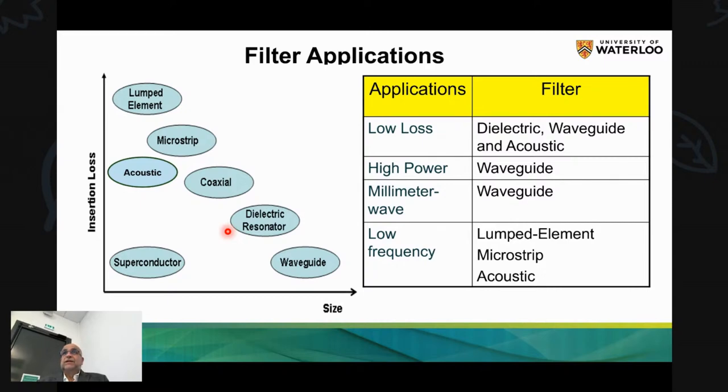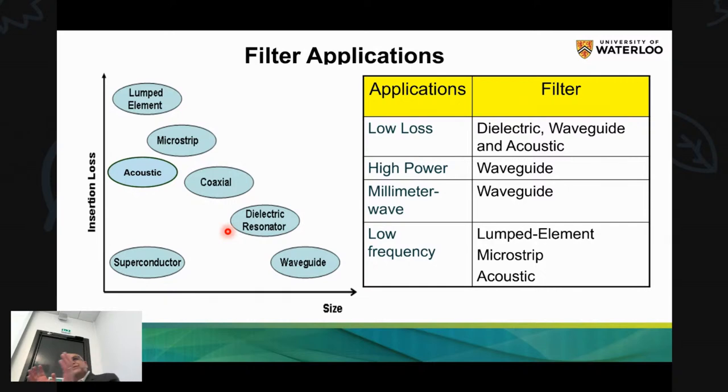For high power, if you need extremely high power, you have no option but waveguide. Coaxial can also give you high power. Dielectric, you may still be able to get high power, but there are some problems. The reason is that when the dielectric gets heated at high power, the loss tangent increases. When the loss tangent increases, the insertion loss increases, and where insertion loss increases, there is more heat.